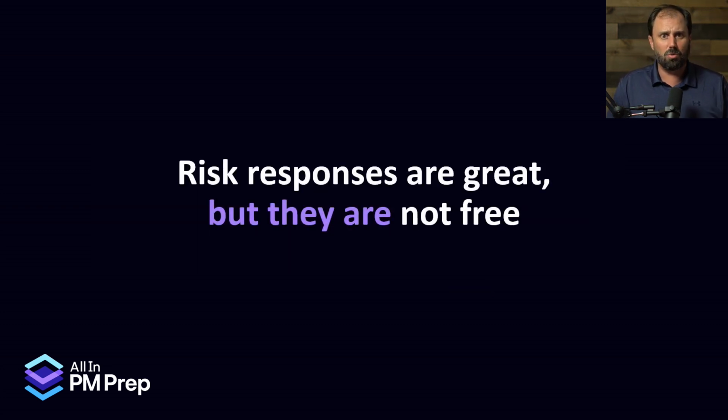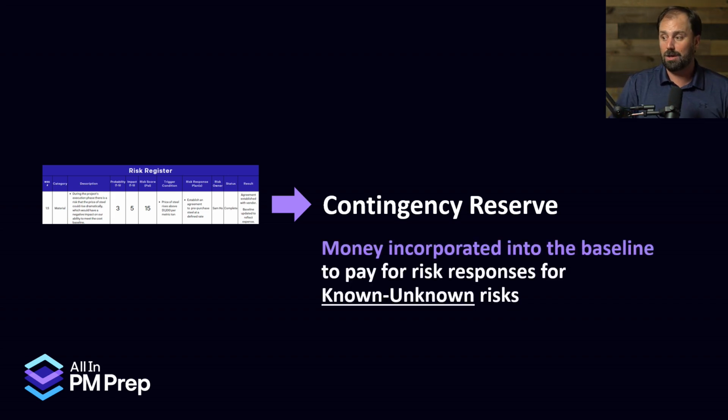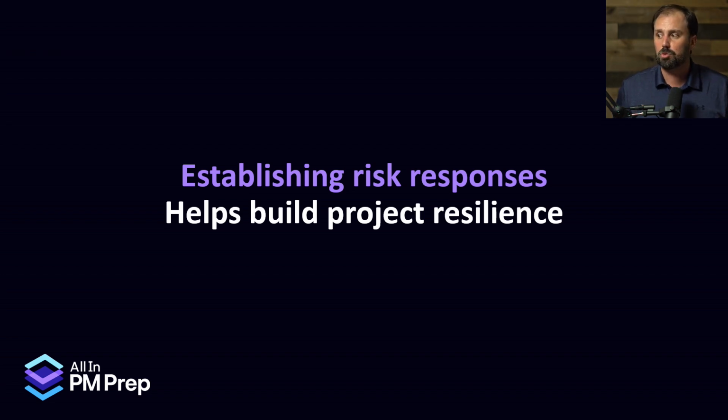Awesome. Now, risk responses, they're awesome. But just like we showed, they ain't free, okay? The risk responses there, the ones that we define what we need to do about them, we have to define contingency reserve for those risk responses. We need to have money to pay for them. Now, a way to say about contingency reserve is money incorporated into the baseline to pay for risk responses for known, unknown risks, meaning we know about the risks, we don't know if it's going to happen. So known, unknown. So the money tagged to those risk responses is called contingency reserve. Beautiful.